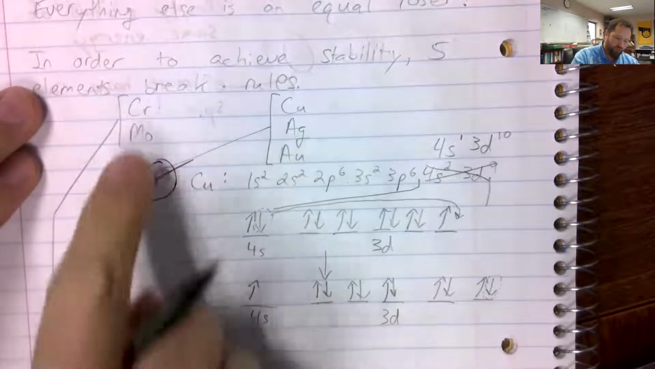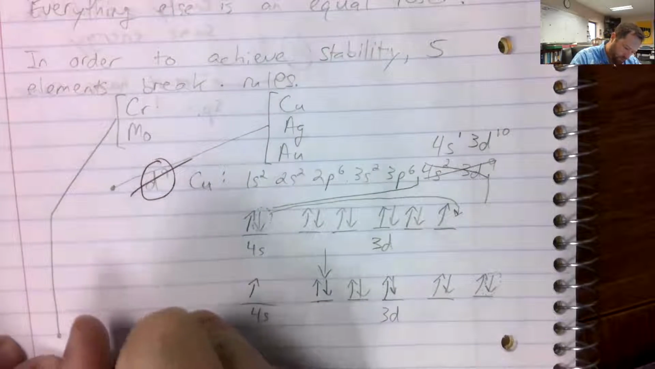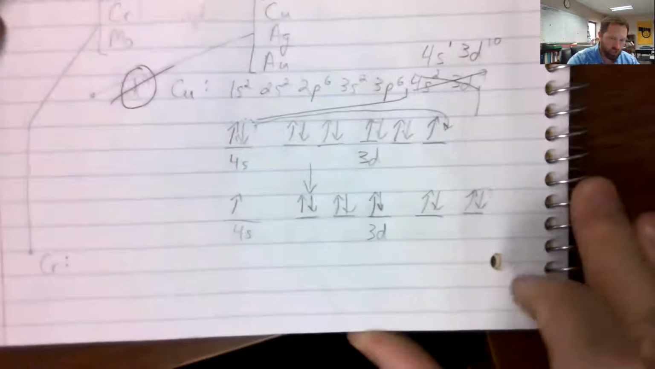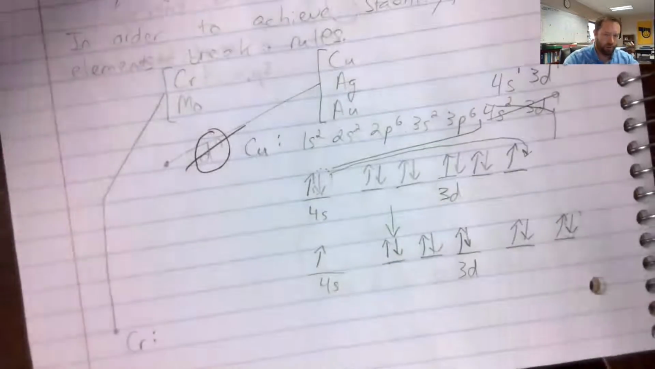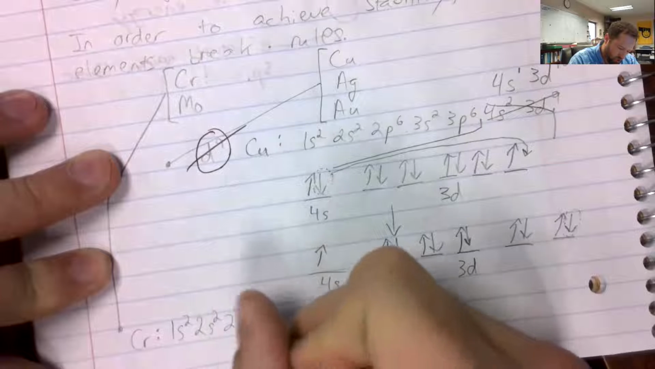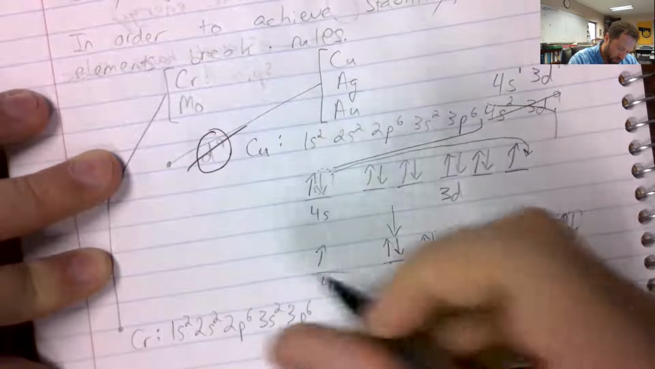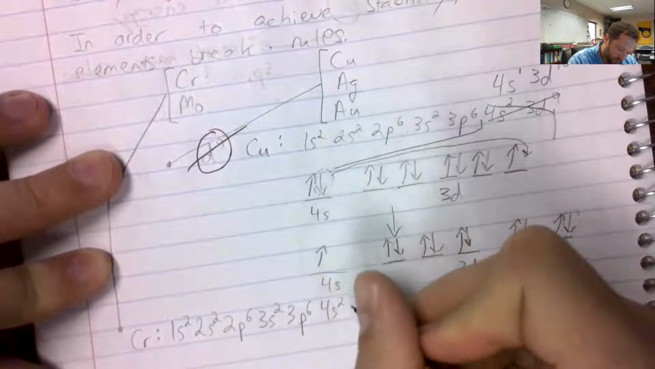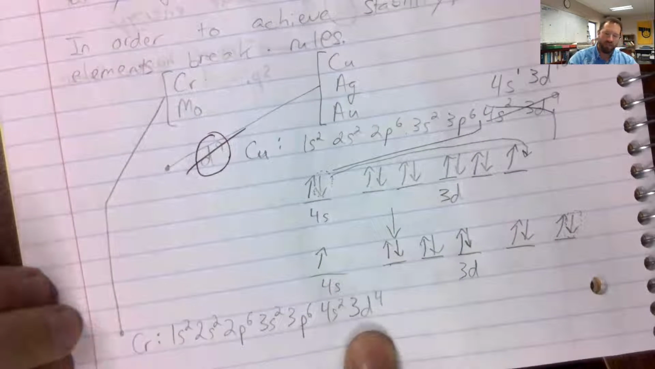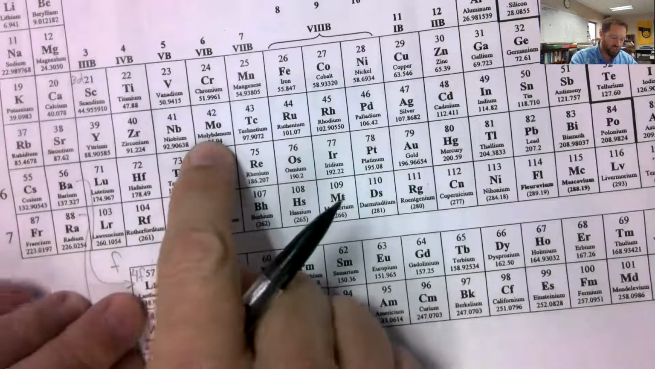Same thing with this other group, chromium and molybdenum. And I'll do the notation for the configuration, excuse me, for chromium. Go to the smaller element. Won't take quite as much time. 1s2, 2s2, 2p6, 3s2, 3p6. Then we go to 4s and 3d4. So this guy ends in d4. Guess what? Molybdenum also ends in d4.